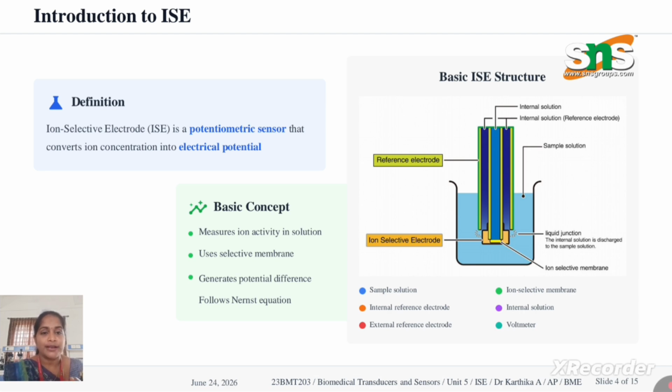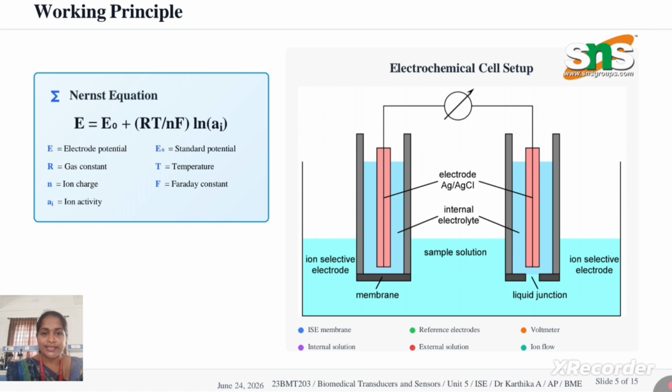This is a simple sample solution with internal and external reference electrode, and we have a green colored ion selective membrane and internal solution, as well as a voltmeter for measuring the changes. See the working principle. The Nernst equation: E equals E naught plus RT by nF ln a_i. Here E is our electrode potential, E naught is standard potential, R is gas constant, T is temperature, n is ion charge, F is the Faraday constant, and a is ion activity.